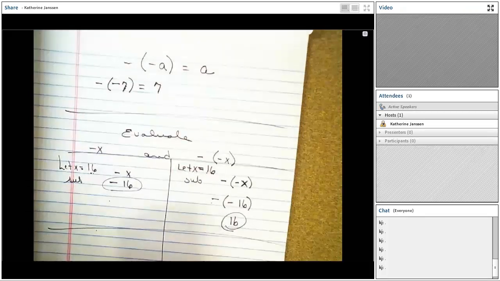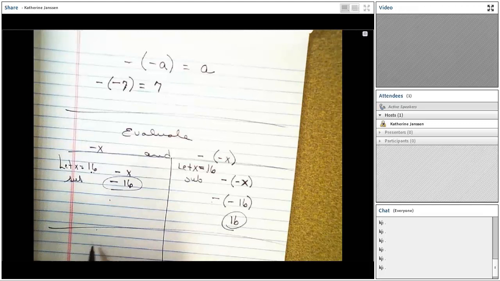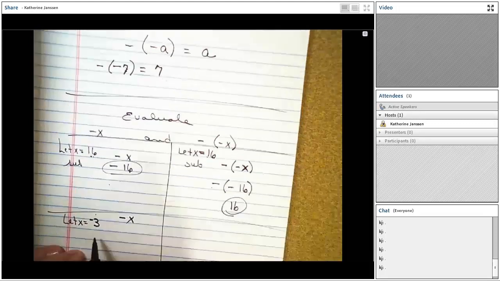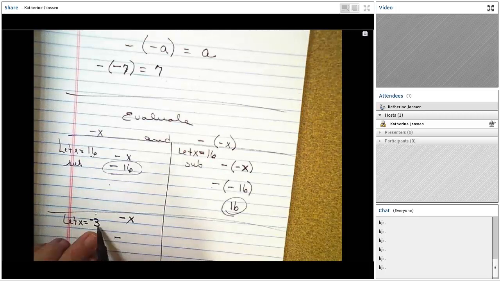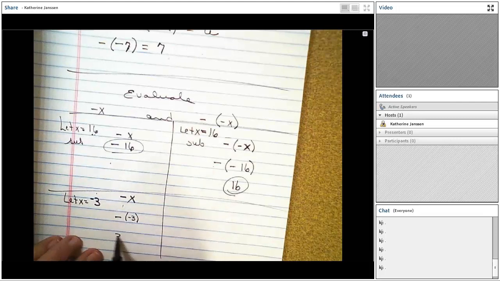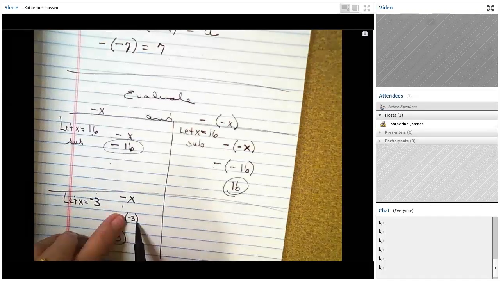Let's try another one. Let x equal 3, or a negative 3. So I'm supposed to find negative x. I'm going to copy everything down the same, but I'm going to substitute for every occurrence of x. This time x is negative 3, so I'm going to protect my sign. Now I have the opposite of negative 3. The opposite is positive 3. The opposite of negative 3 is positive 3.